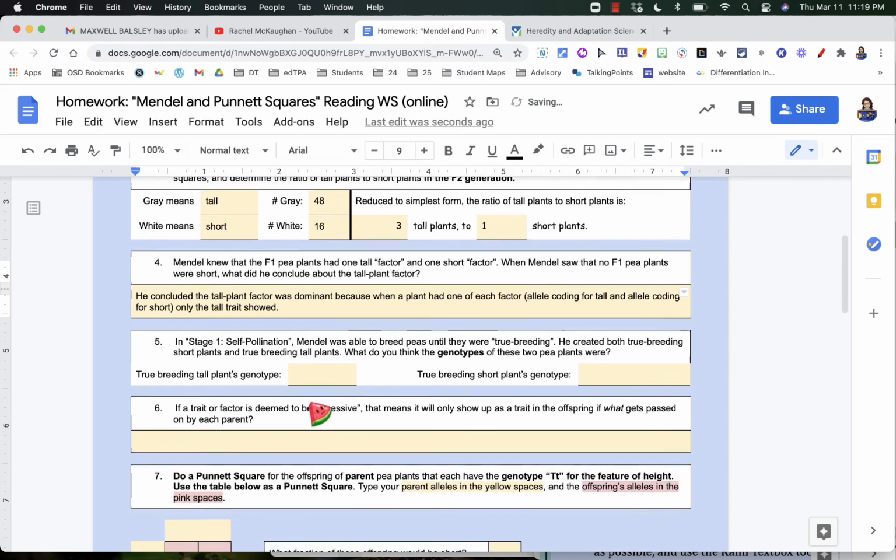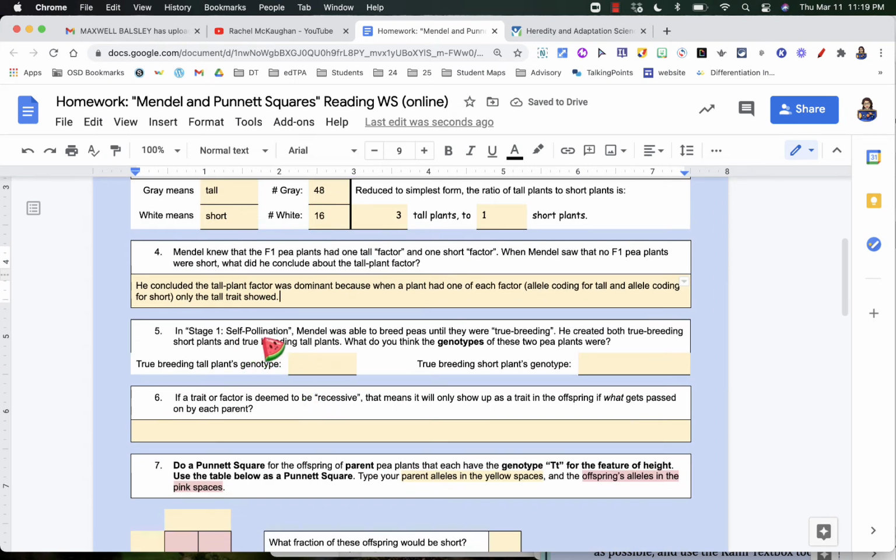In stage 1, self-pollination, Mendel was able to breed peas until they were true breeding. He created both true breeding short plants and true breeding tall plants. What do you think the genotypes of these two pea plants were?